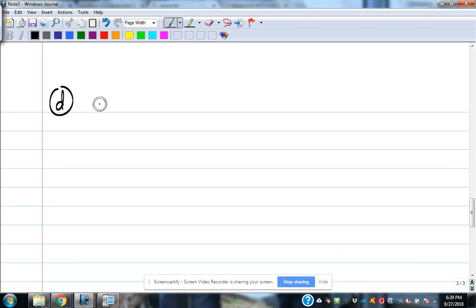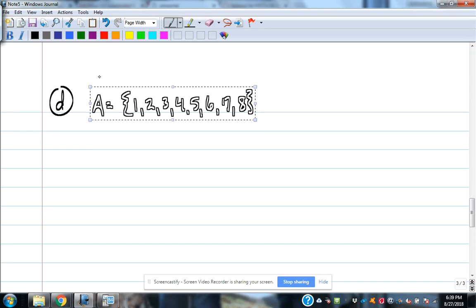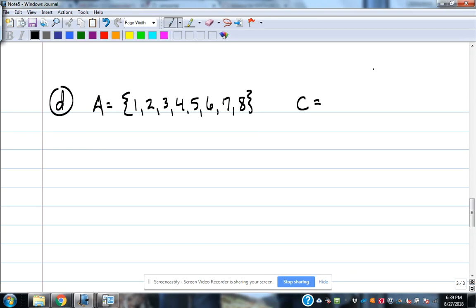Example D. Same set A. I'm going to call it set C. All right, let's use set D instead of C because of the symbols. 10, 15, 8. Is D a subset of A? I can write it with symbols since we talked about that, notation-wise.